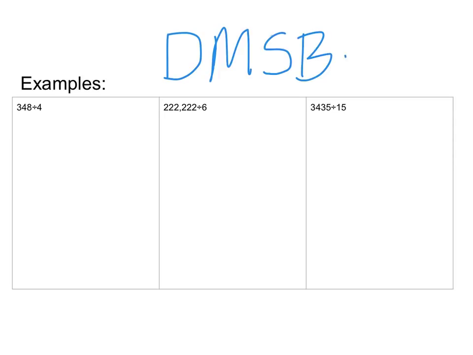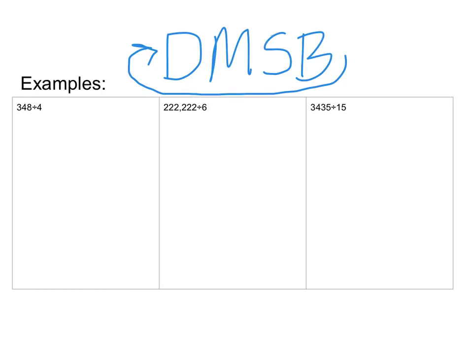So the first thing I'm going to do is I'm going to write that acronym up at the top. So divide, multiply, subtract, bring down, and then an arrow showing that we start back over again.